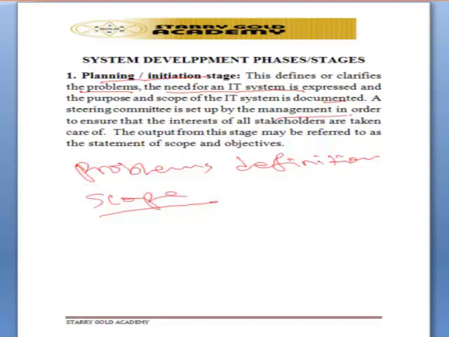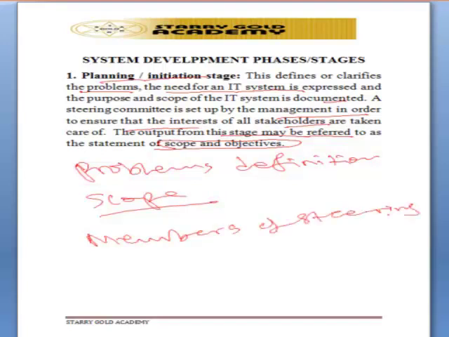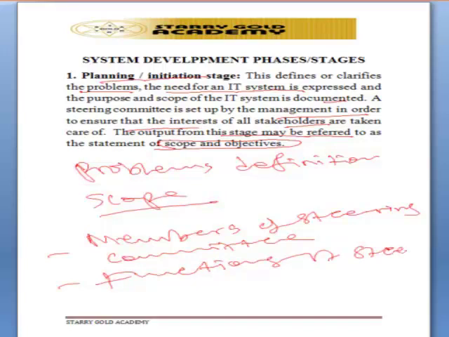So a steering committee is set up by the management in order to ensure the interests of all stakeholders are taken care of. And the aspects of this stage may be referred to as the statement of scope and objectives. We are still going to look at the steering committee in detail, because normally in the exam, if they want to test it, they always test the members of the steering committee, then the functions of the steering committee. So these are the two ways whereby they normally test the steering committee, which you are still going to look at in detail during the course of this lecture.